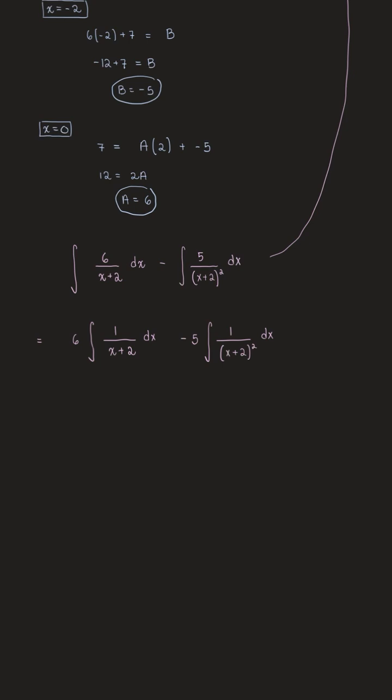1 over something that's linear is usually a natural log. You can do a u substitution, but it'll be 1 over u du, so this will just be 6 times the natural log of x + 2. If you need to do this separately, that's fine. What I did here was a u substitution, letting u be the denominator.